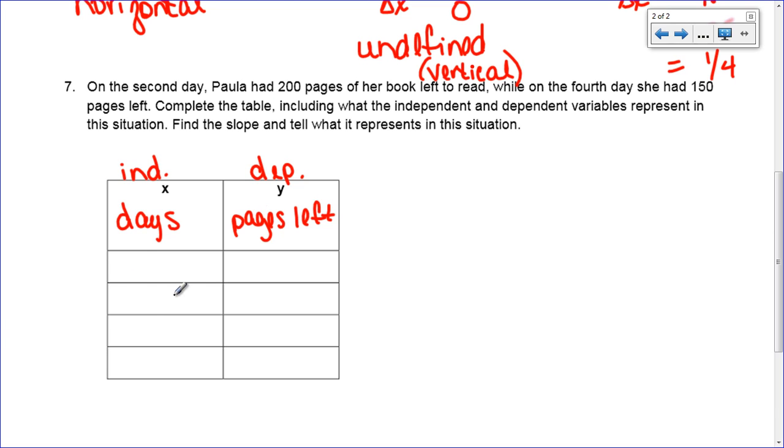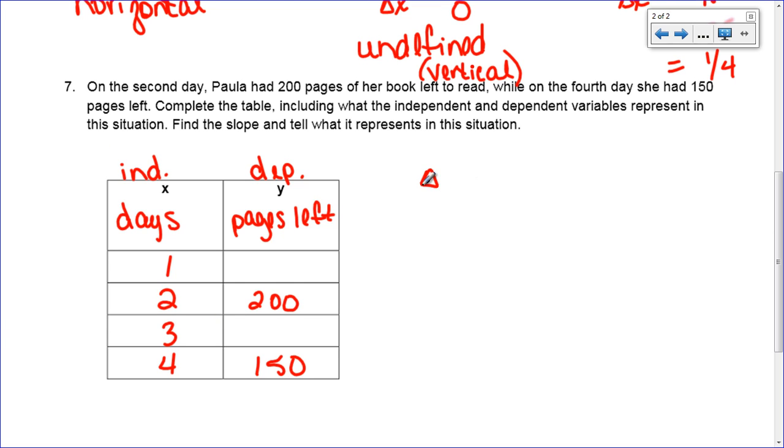And we know that after day 2, she had 200 book pages left. We know on day 4, she had 150. So we've got to figure out our slope, fill in the table, do all of that. So what we're going to do first of all is find our slope. And I know I have gaps. I do not know after day 1 or day 3, but I'm going to be able to fill those in once I know my slope.